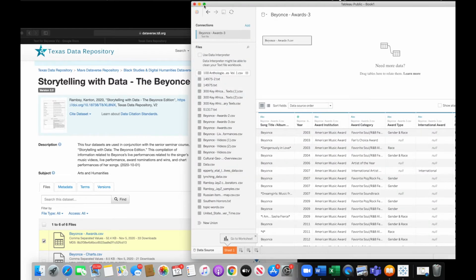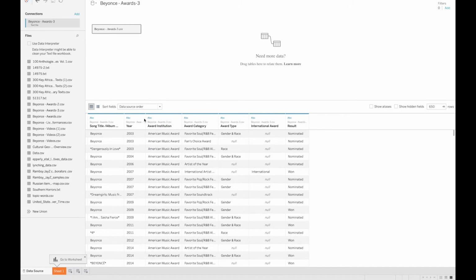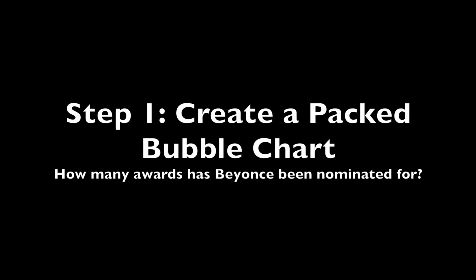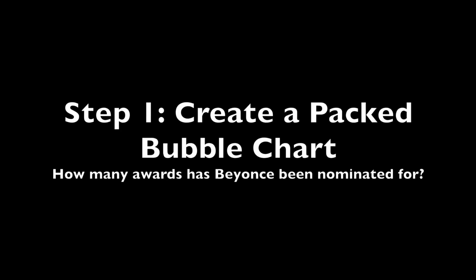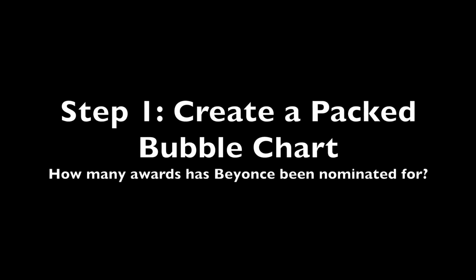And here's our data. Now it's in Tableau, but we want to change our year to a string instead of a number. So we're going to select this emblem, select string, and here's our data. Step 1, create a packed bubble. How many awards has Beyonce been nominated for?